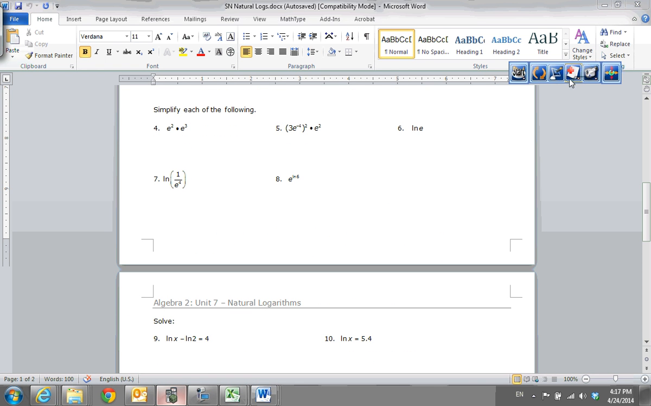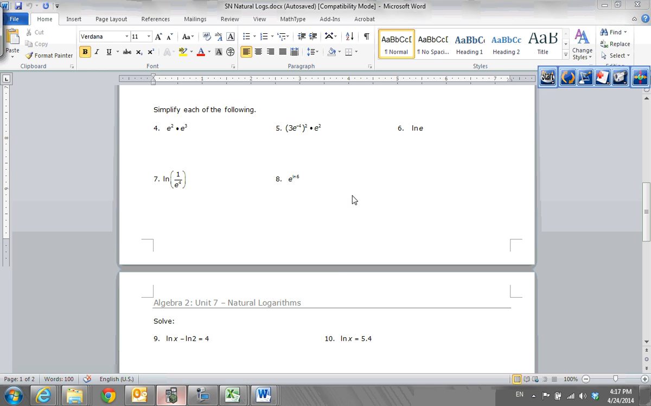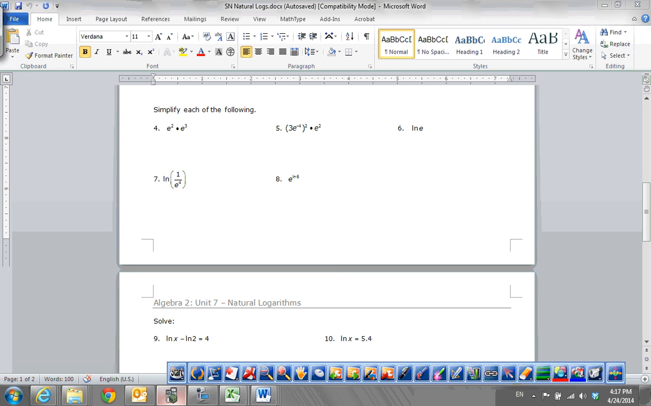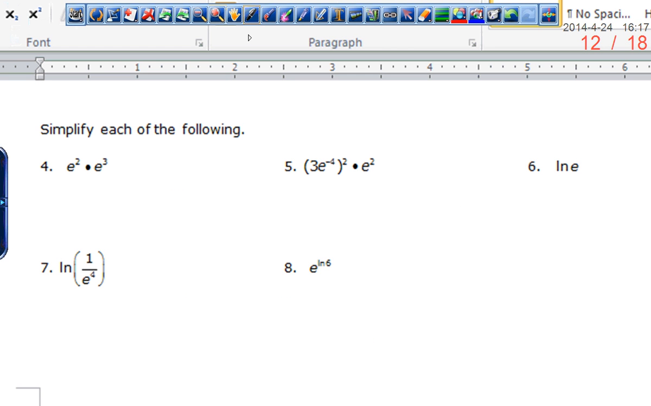Since we're kind of weird with the e's and we're not too familiar with that, we're going to just do a few problems dealing with e's. And then if you want to put this in the calculator to get the final answer, that's cool with me. So exponents, just add them. So e to the 5th, final answer.